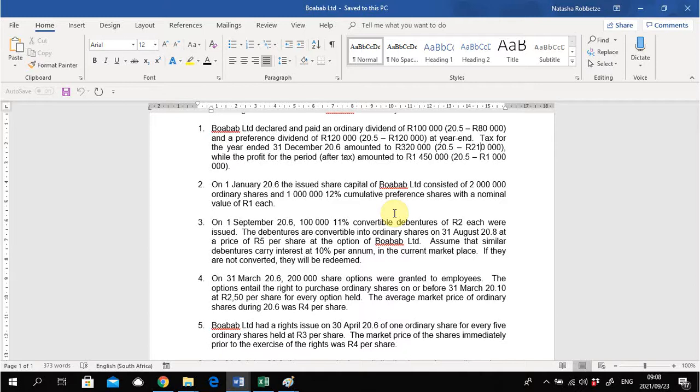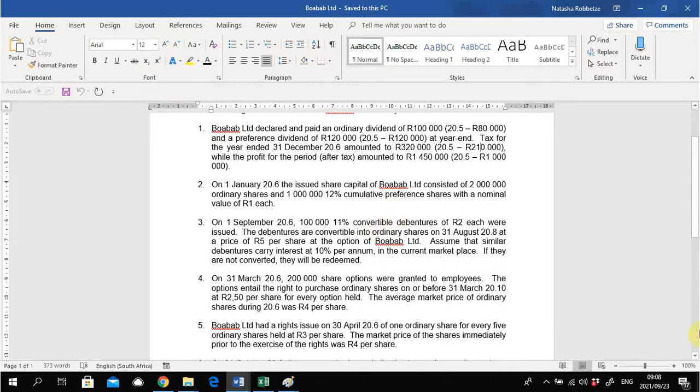On 1 September 2006, 100,000 11% convertible debentures of 2 Rand each were issued. The debentures are convertible into ordinary shares on the 31st of August 2008 at a price of 5 Rand per share at the option of Boabab. Assume that similar debentures carry interest at 10% per annum in the current marketplace. If they are not converted, they are then redeemed.